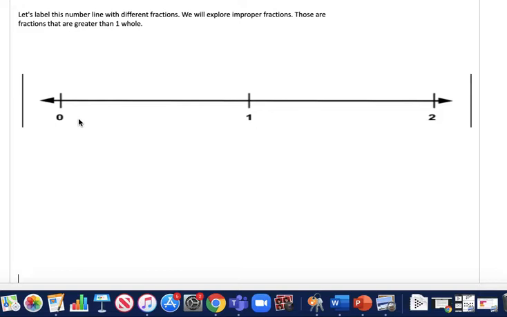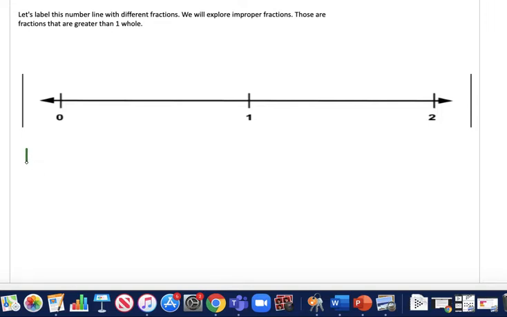And the reason why they're improper is because the numerator is going to be larger than the denominator. Because the denominator tells us how many equal parts is needed to make one whole. Remember that. Keep that in your brain. All right? Don't let it go. If it gets out of your brain, put it in your pocket.